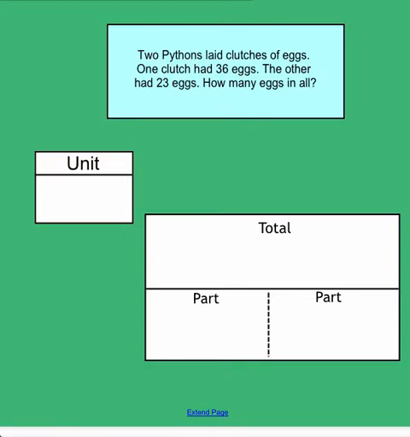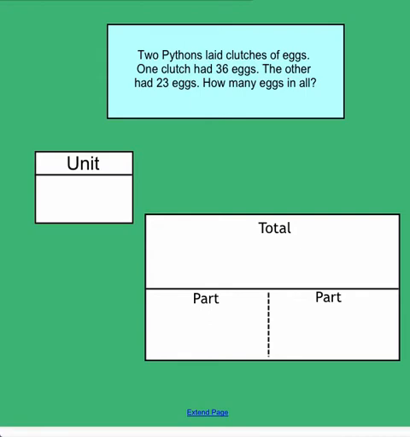Let's solve one of these story problems now. 2 pythons laid clutches of eggs. Clutches are similar to nests. One clutch had 36 eggs. The other had 23 eggs. How many eggs in all?